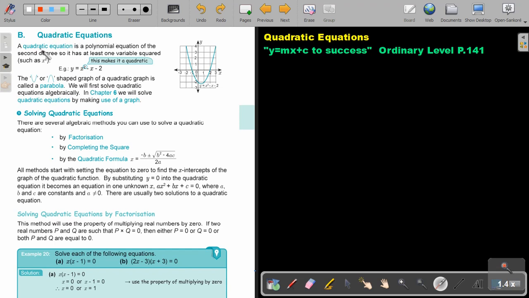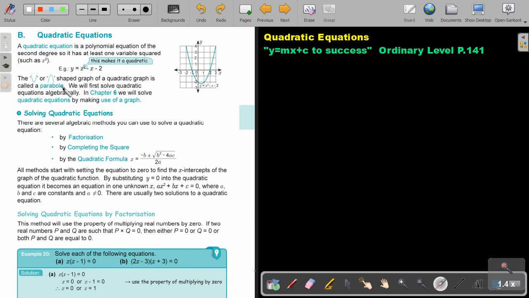Quadratic equations. A quadratic equation is a polynomial equation of the second degree, so it has at least one variable squared, such as x to the power of 2. So y equals x squared minus x minus 2 is a quadratic equation, and this makes it a quadratic, that little 2. The upwards or downwards shaped graph of a quadratic graph is called a parabola. So it will look like this.